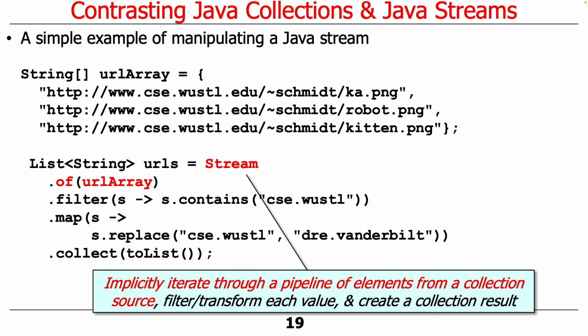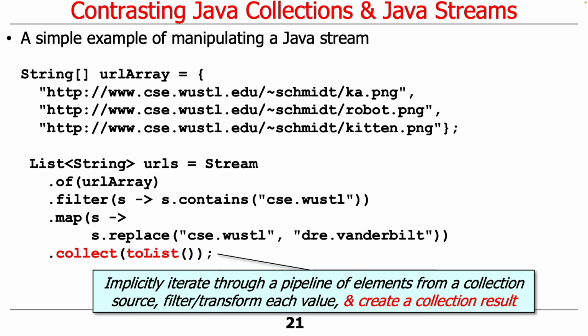So what we do here is we implicitly iterate through a pipeline of elements from a collection. We take this collection, using the word loosely, this array, and convert it into a stream with the of factory method. We then filter the values: if this contains, only let things through that have this substring, otherwise ignore them. And once we've gotten through that, replace this substring with this substring. So that's what map is doing. And then create a collection as a result.